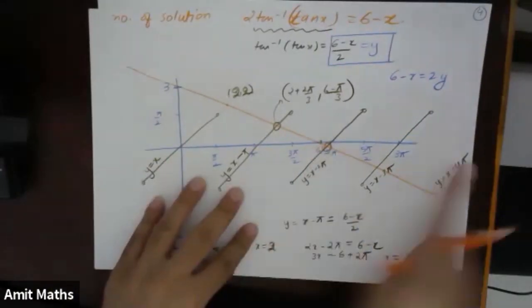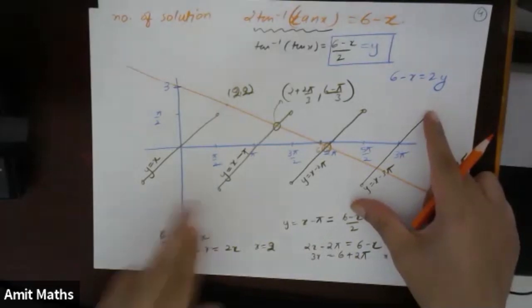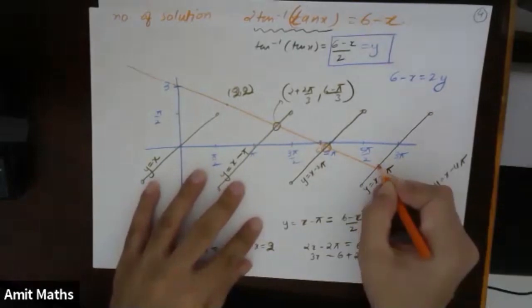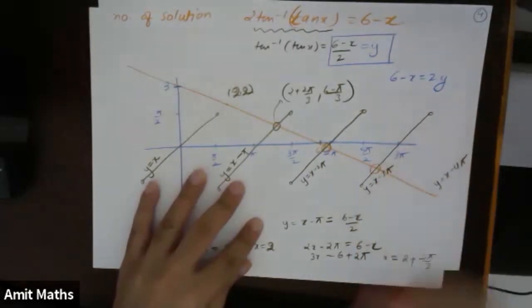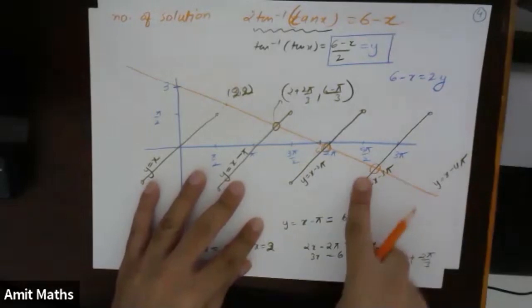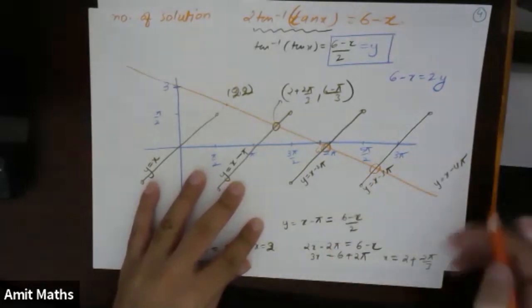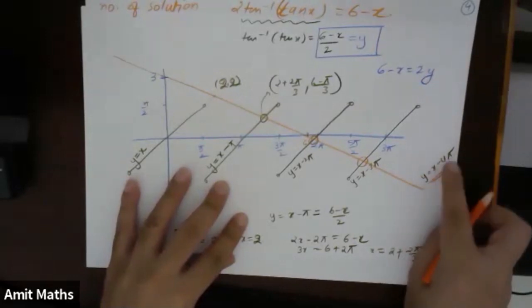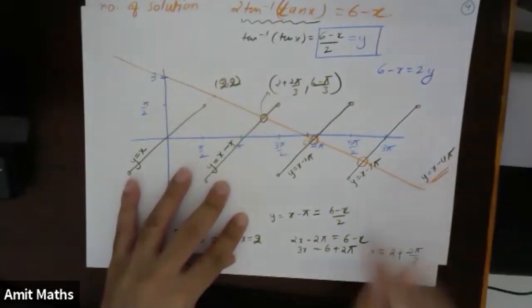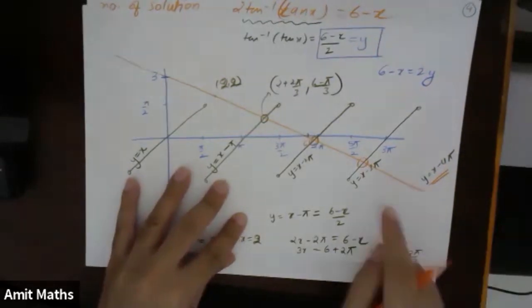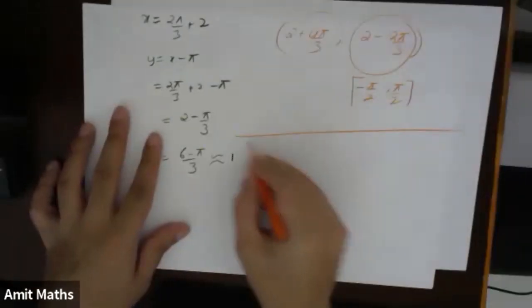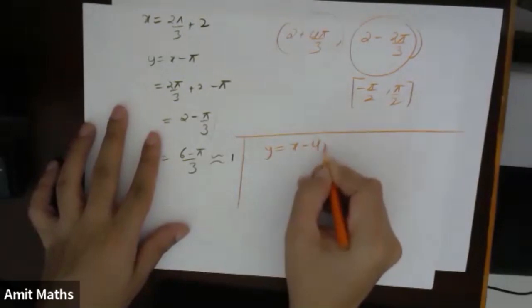Okay. Now same thing we will do for the fourth line also. If the solution is again between minus pi by 2 to pi by 2 for the value of y, that means there is an intersection. Now I'm sure for the last one, y is equal to x minus 4 pi, we will not get any solution between minus pi by 2 to pi by 2. For these ones we know we will get. I will check for the last one. So y is equal to x minus 4 pi.